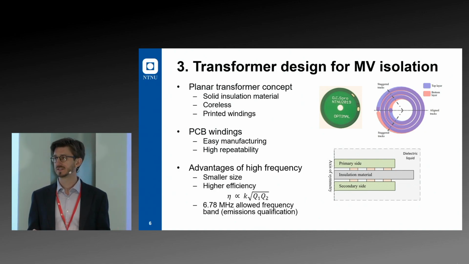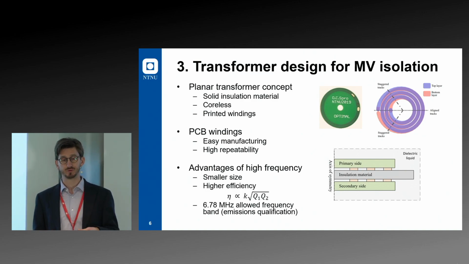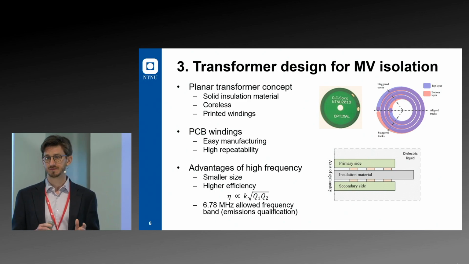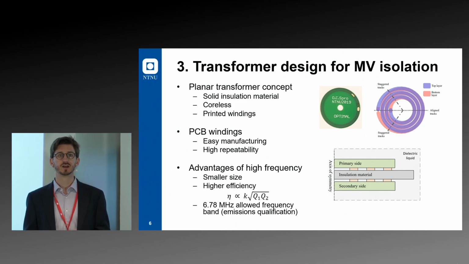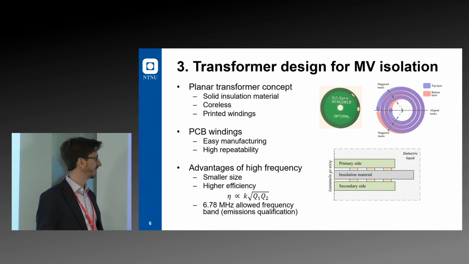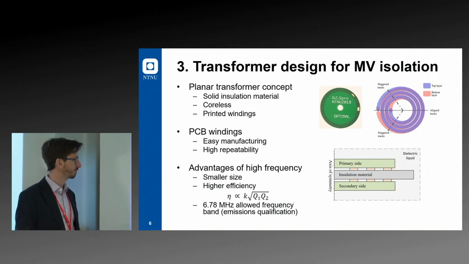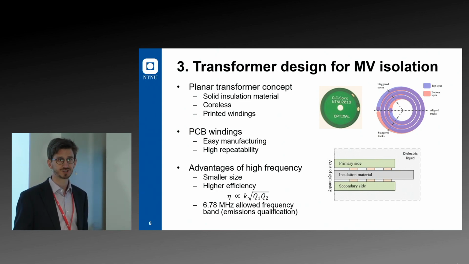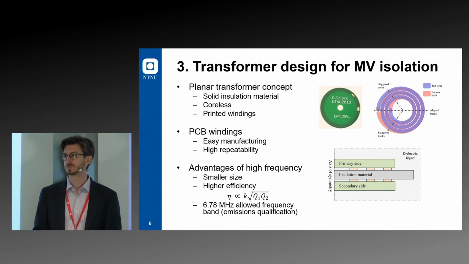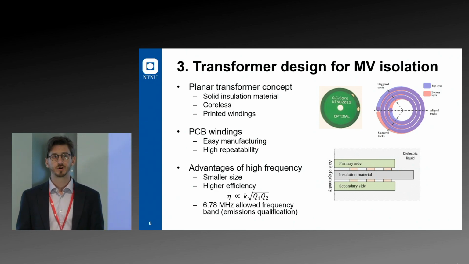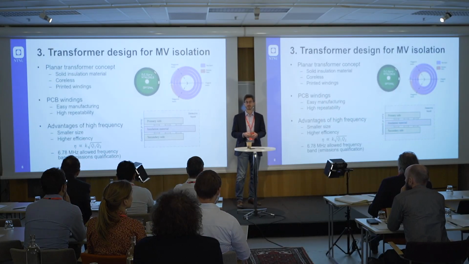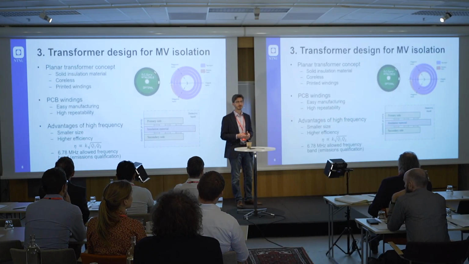Since we have a coreless design, we have a real incentive to go to very high frequencies, because we don't have the magnetics to worry about. So we'll go for smaller size. The transformer efficiency will be proportional to the frequency of operation. And so we went for 6.78 megahertz, which is the first allowed frequency band in terms of emissions. And that's also why you find wireless power operating in the same band.